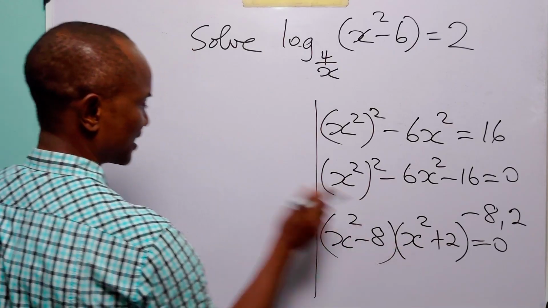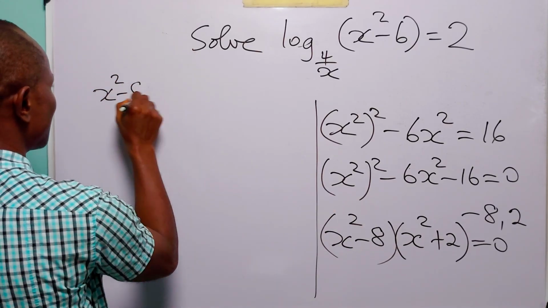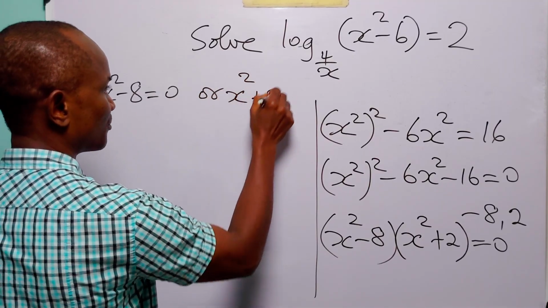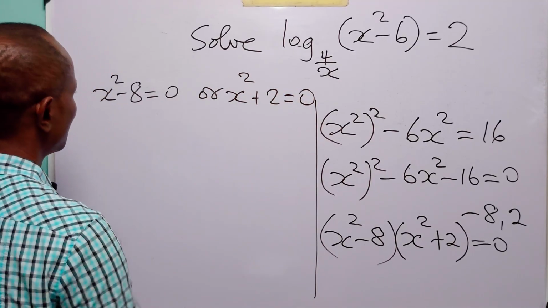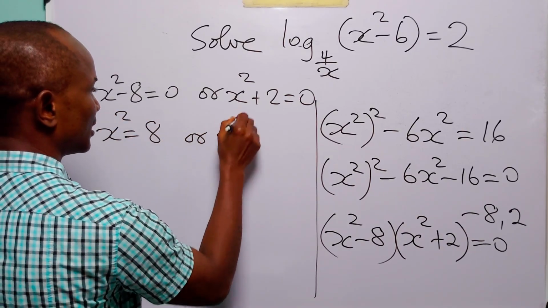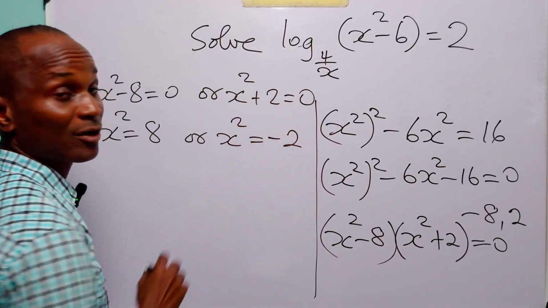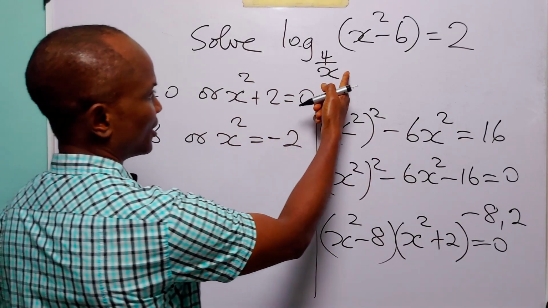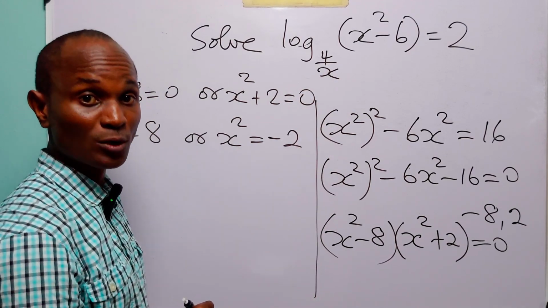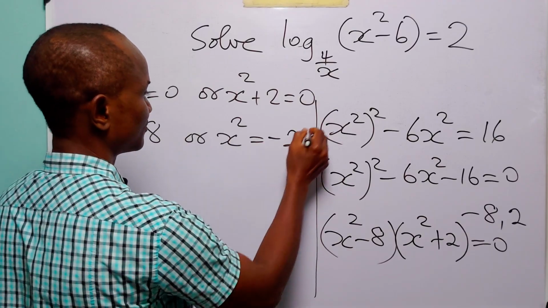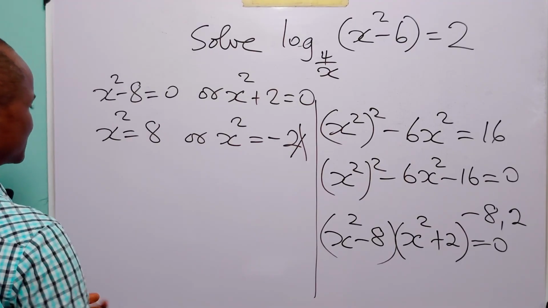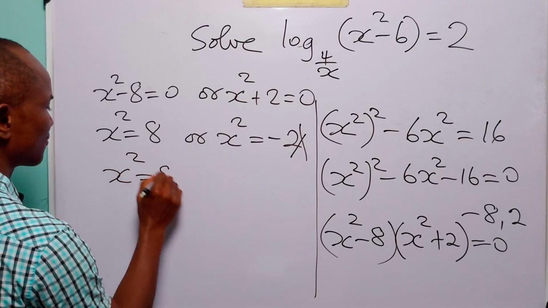And of course, from here we have that either x squared minus 8 is equal to 0, or x squared plus 2 is equal to 0. From here we have that x squared is equal to 8, or x squared is equal to minus 2. But then, look at this. Remember that x is part of the base of a logarithm, so it must always be positive. So, this result is unacceptable. So we go with this. We have that x squared is equal to 8.